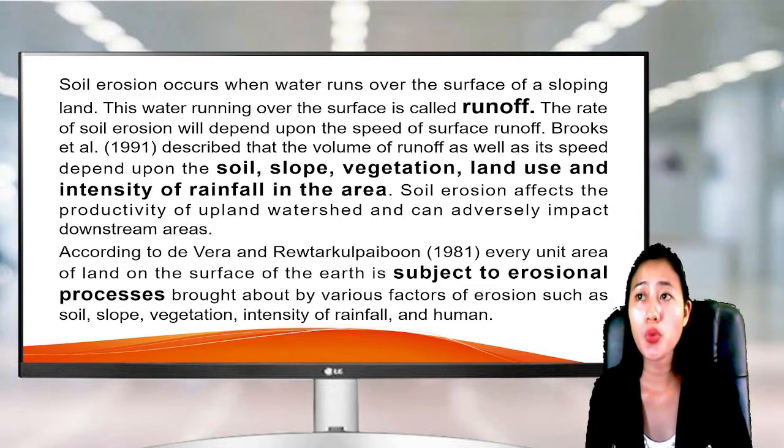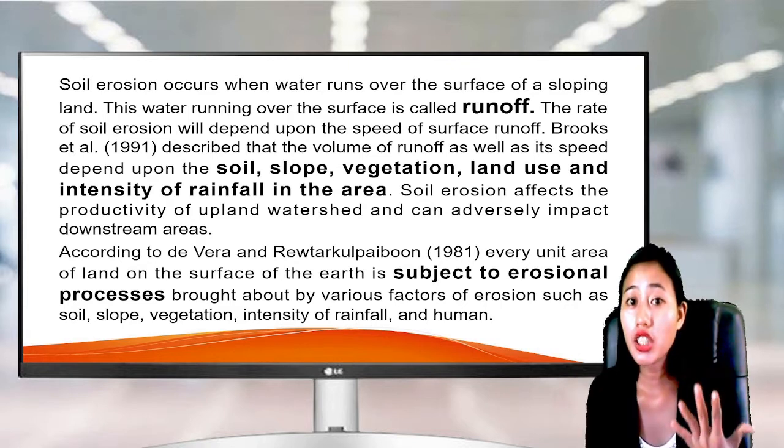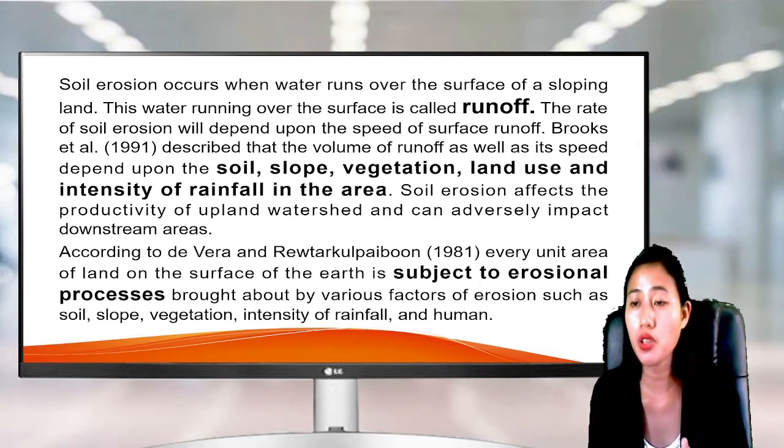Soil erosion occurs when water runs over the surface of a sloping land. This water running over the surface is called runoff. The rate of soil erosion will depend upon the speed of surface runoff. Brooks et al. in 1991 described that the volume of runoff as well as its speed depend upon the soil, the slope, vegetation, land use, and intensity of rainfall in the area. So mao na siya ang 5 ka factors kung unsa kakusog or kahinay ang runoff nga mahitabo sa area.